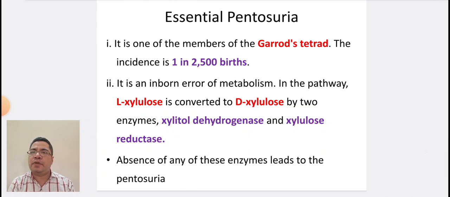Coming to essential pentosuria, it is one of the members of Garrod's tetrad. The incidence is 1 in 2500 births. It is an inborn error of metabolism. In the pathway, L-xylulose is converted to D-xylulose by two enzymes, xylitol dehydrogenase and xylulose reductase. Absence of any of these enzymes leads to pentosuria.